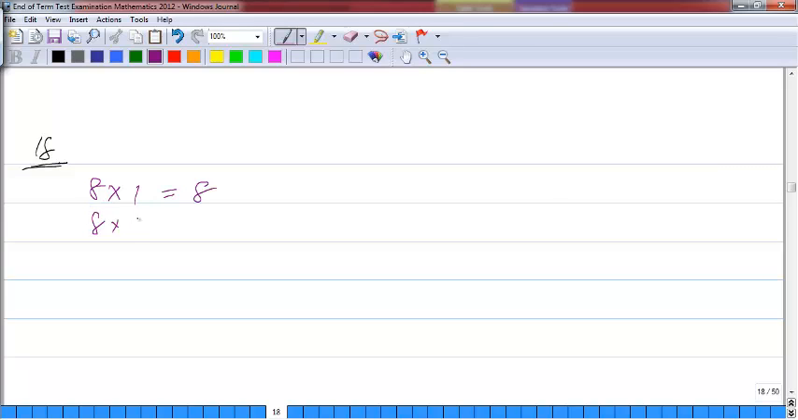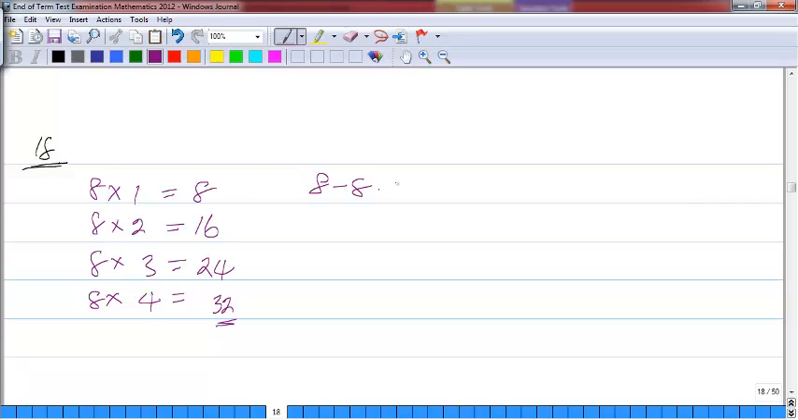And 8 times 2 would give me what? 16. So 16 is a multiple of 8. 8 times 3 would give me what? 24. So 24 is a multiple of 8. And 8 times 4 would give me 32. So 32 is also a multiple of 8. That's how multiples behave. Now let us look at what they have.